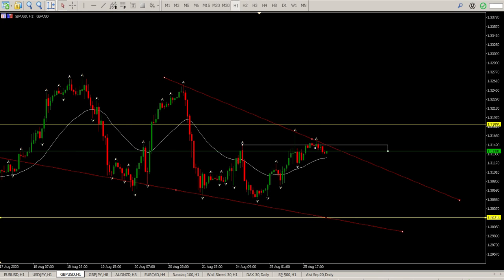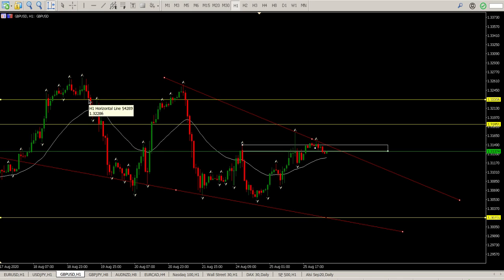Target areas are going to be, first target area is going to be this one here, which is 131851, and second target area is going to be 132286.